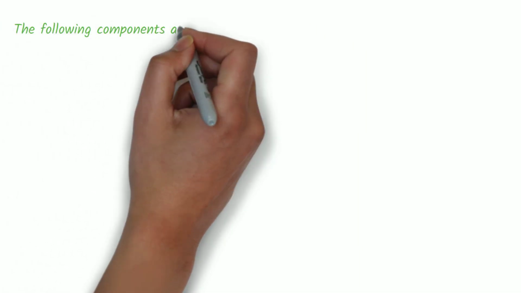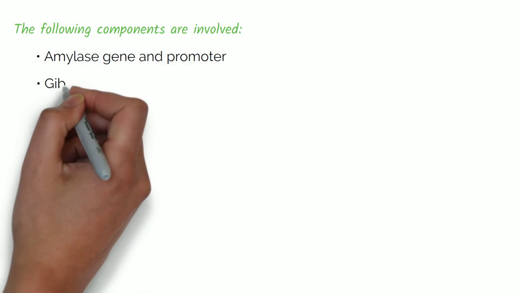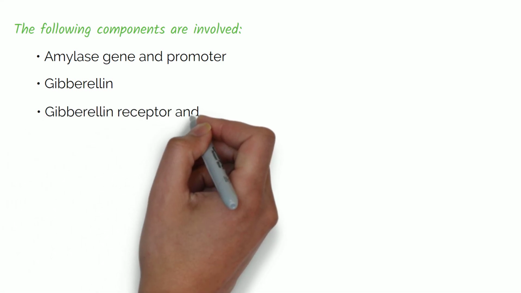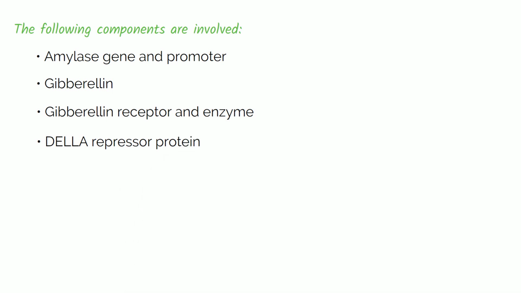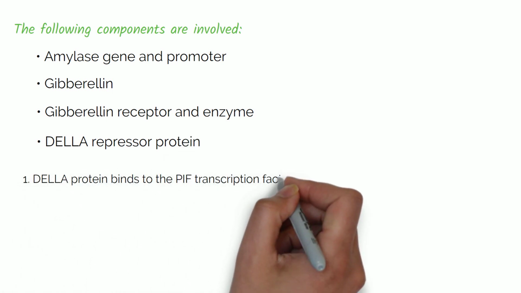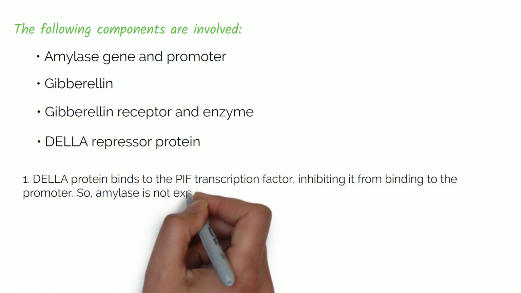The following components are involved: the amylase gene and promoter, gibberellin, a gibberellin receptor and enzyme, and the DELA repressor protein. DELA protein binds to the PIF transcription factor, inhibiting it from binding to the promoter, so amylase is not expressed.